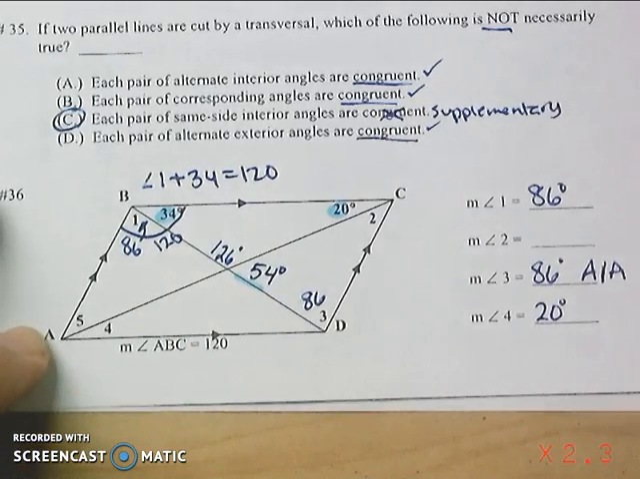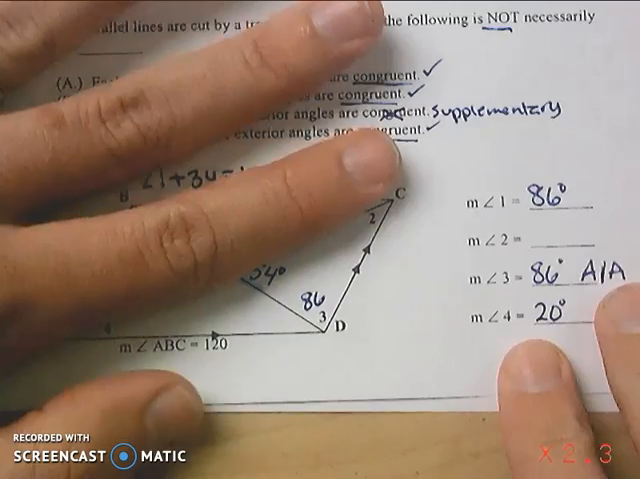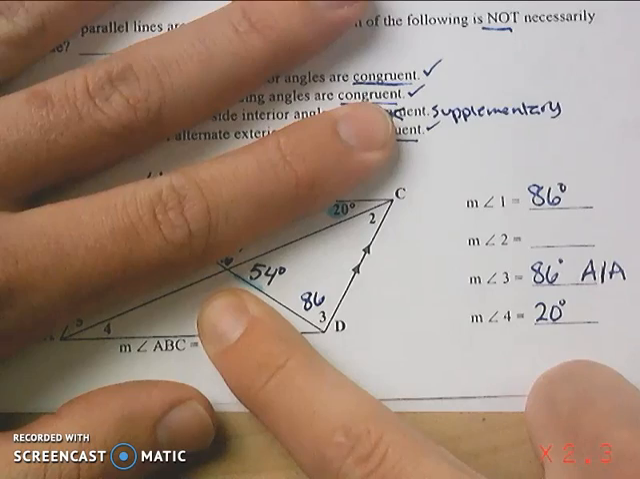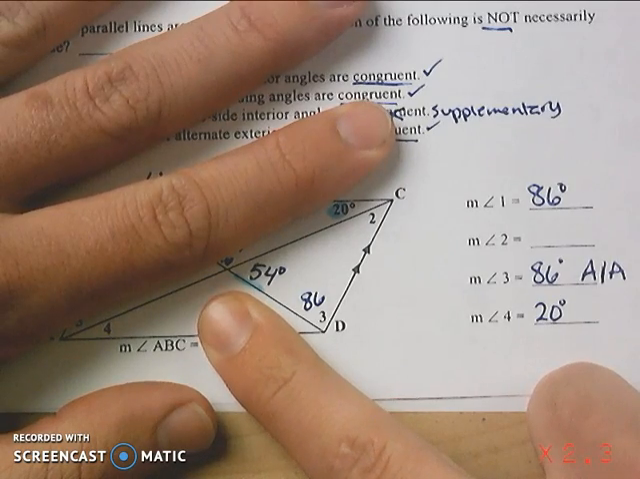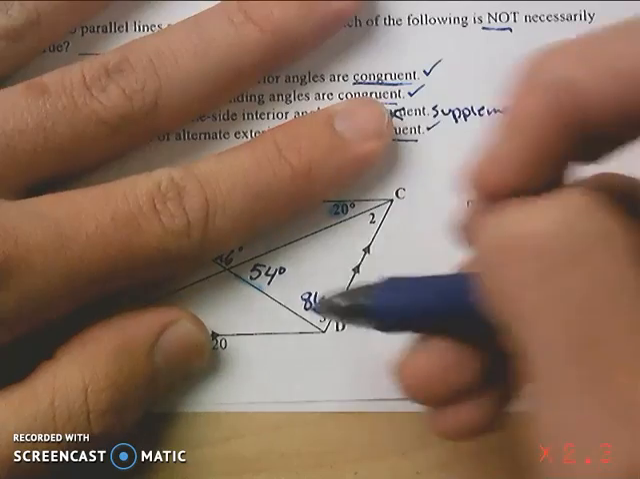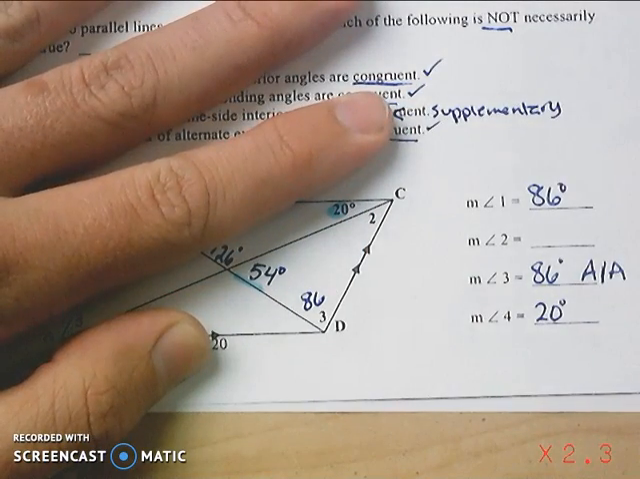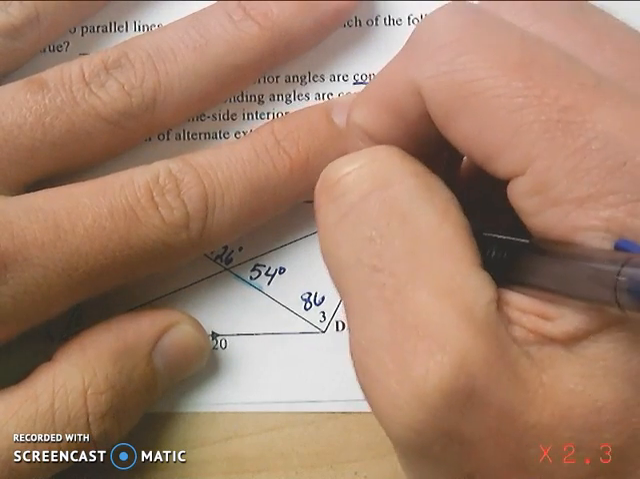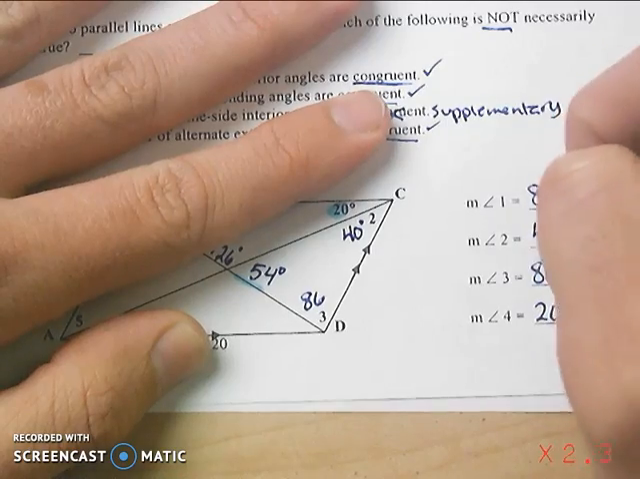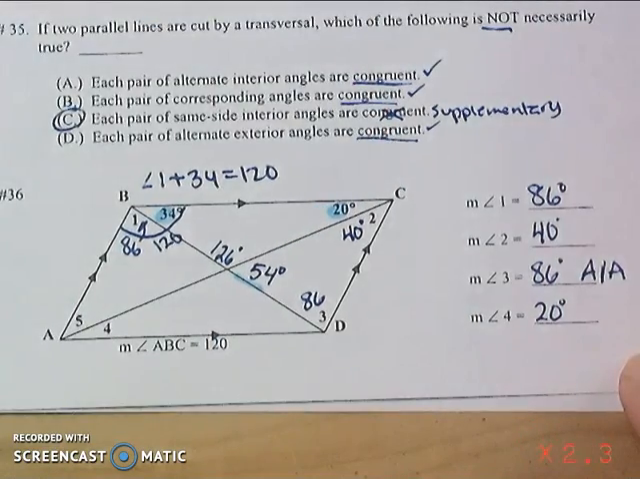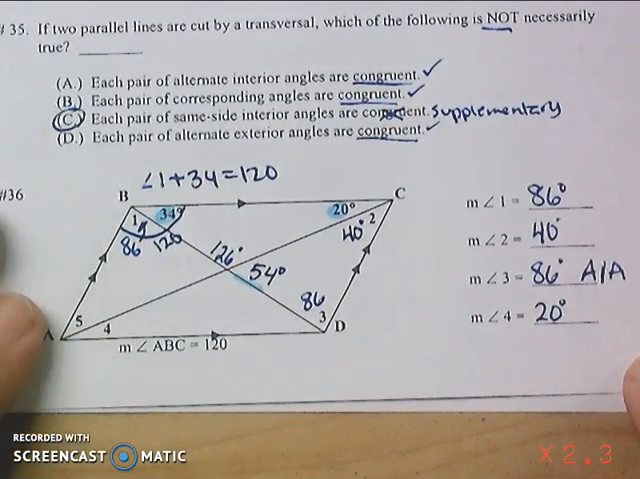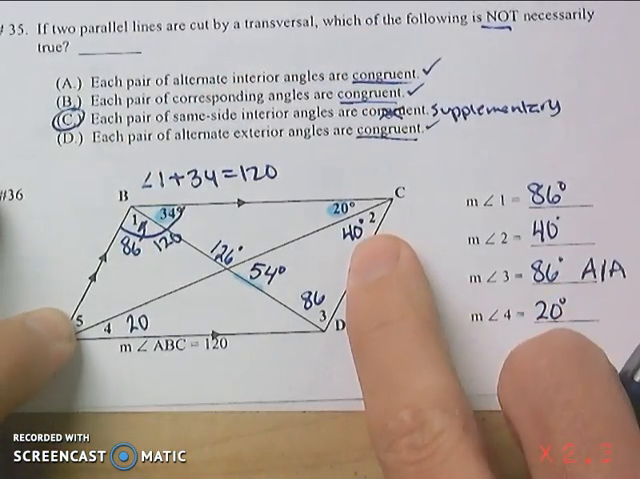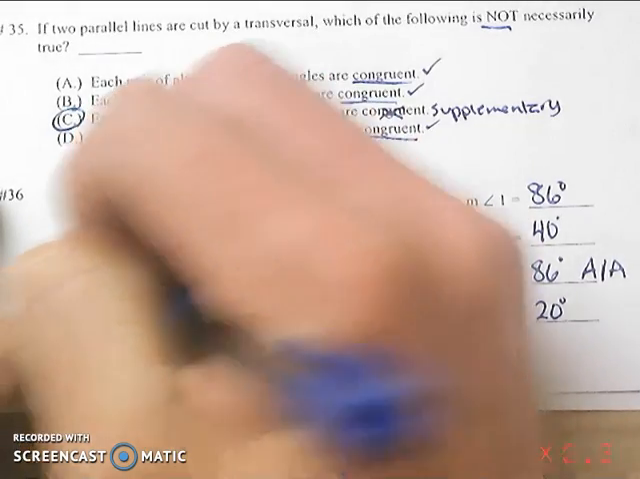Either way it works. Now we close this off and look right here, and 54 plus 86 plus angle 2 should equal 180. So we add 54 and 86, that gives us 140, meaning angle 2 is 40 degrees, using the triangle sum theorem. Forgot to write 20 down here. And if you wanted to find angle 5, it would be 40 degrees because it's alternate interior.